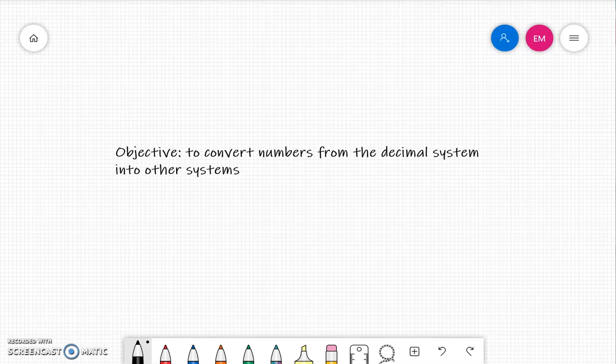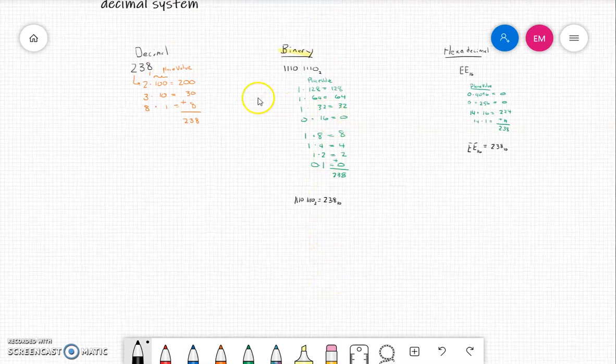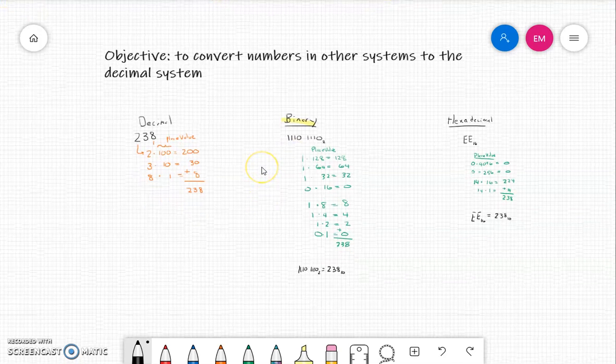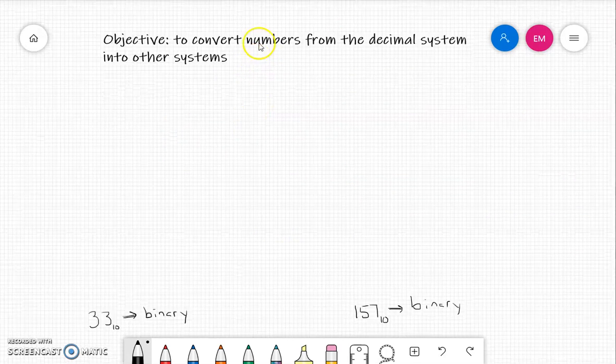Hey there, class. We're here today to learn a little bit about converting numbers from the decimal system into other systems of numeration. Just a real quick reminder that in the past, we've done this the other way around, where we've had binary numbers and hexadecimal numbers and converted them into the decimal system. But this time we're going to work backwards. So I'd like to use this structure here to do this. Let's go down and take a look at an example.